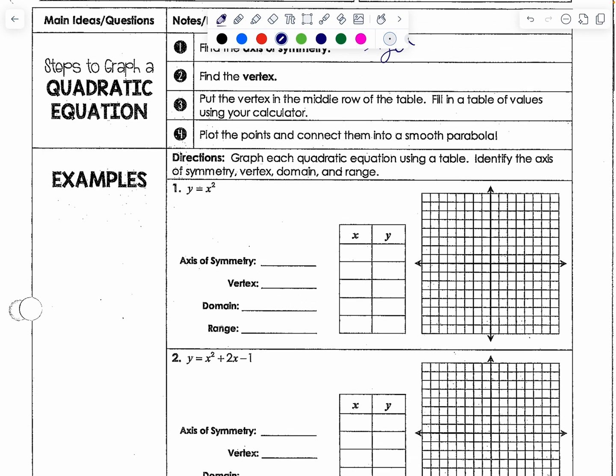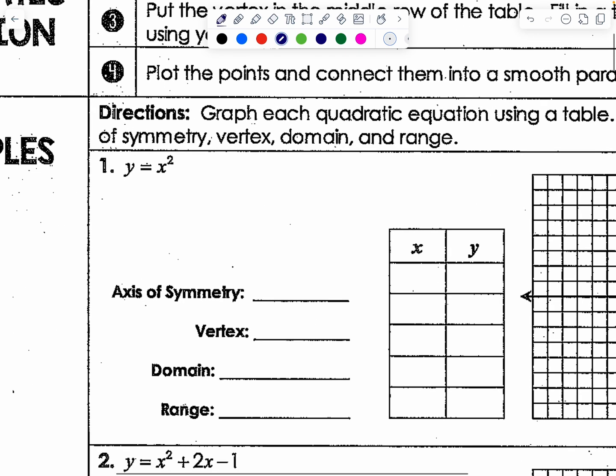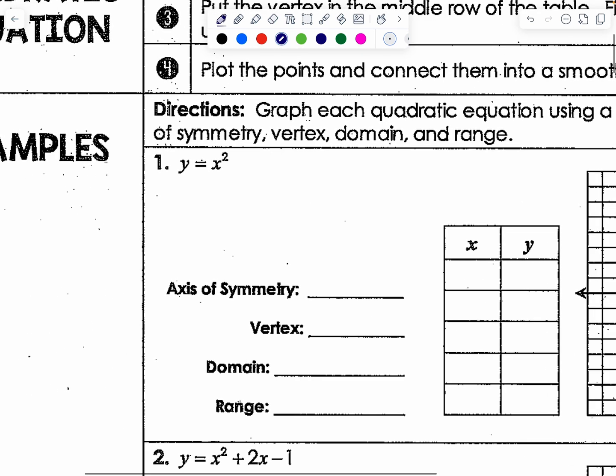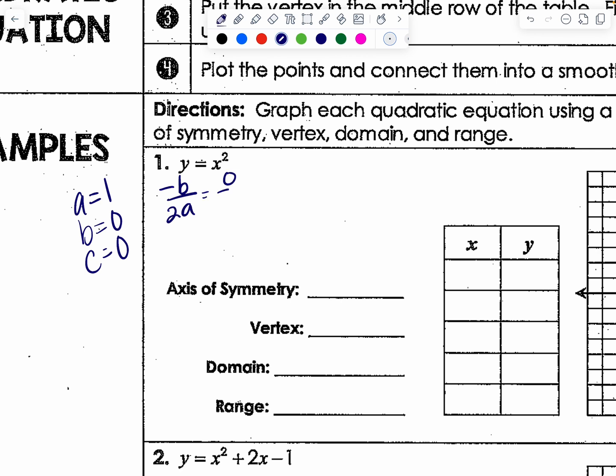Let's go through a couple examples. So number 1, we have y equals x squared. Over here to the side, like we did before, I'm just going to write out my a, my b, and my c. So my a is 1, my b is 0, and my c is 0. When we do our axis of symmetry, negative b over 2a, we have 0 over 2 times 1.